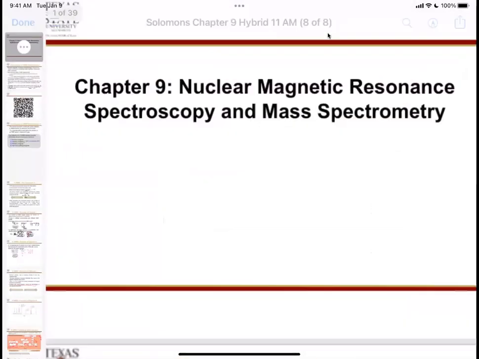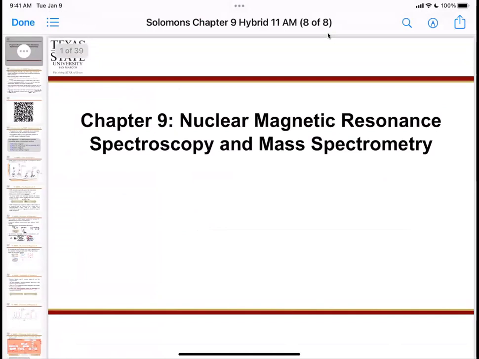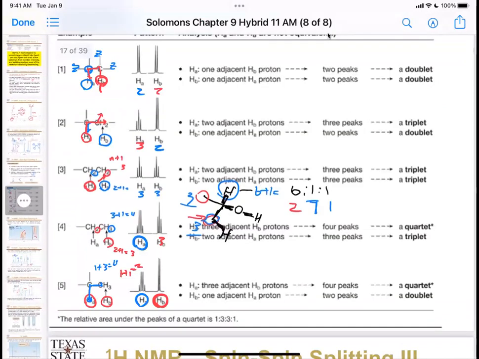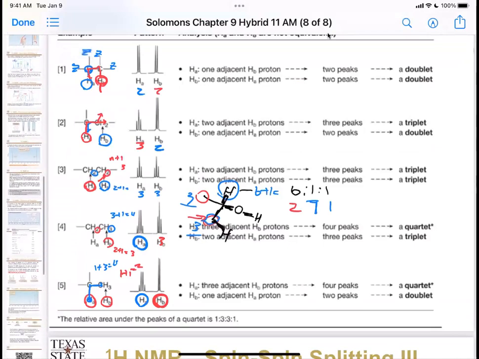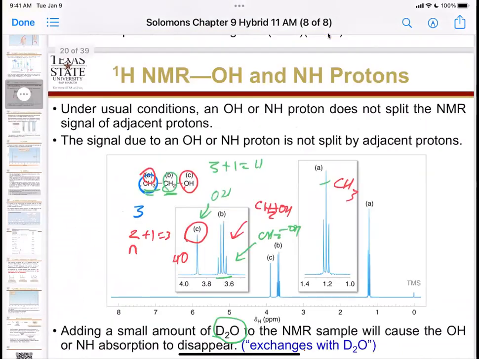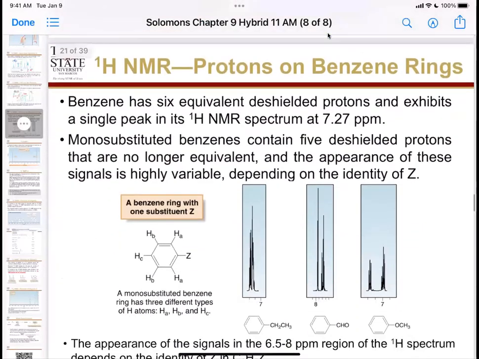So let's go back to our NMRs here. Okay, and we had done our splitting and we had done our shifting. We were just about to talk about benzene. Okay, so now we're going to talk about some other kind of special things. I said benzene starts around 7, but they actually have some really cool splitting on them.